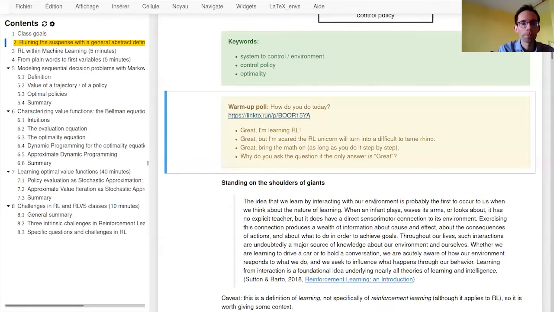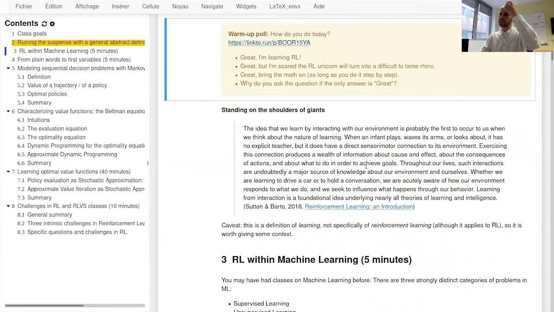Okay. So I would like to start now to get a little deeper in this class by starting with a little paragraph, which I'm going to read aloud. It's a paragraph by Rich Sutton. It's present in the Sutton and Barto book, Reinforcement Learning: An Introduction. And that paragraph says that the idea that we learn by interacting with our environment is probably the first to occur to us when we think about the nature of learning.